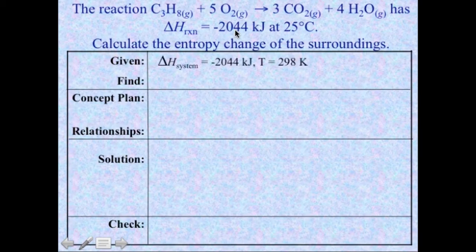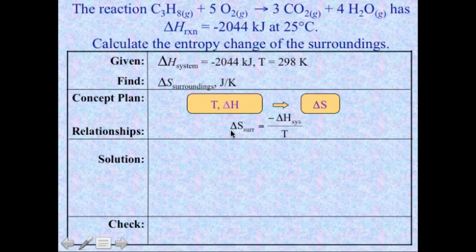All right, given that the enthalpy of the system is minus 2044 kilojoules, the temperature is 298 Kelvin, we need to find the change in entropy of the surroundings in joules per Kelvin. The equation is the change in entropy of the surroundings is equal to minus the change in enthalpy of the system divided by the absolute temperature.